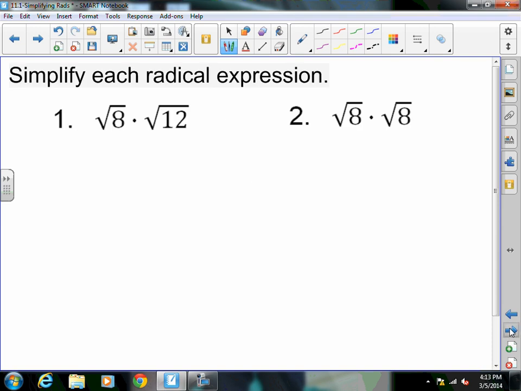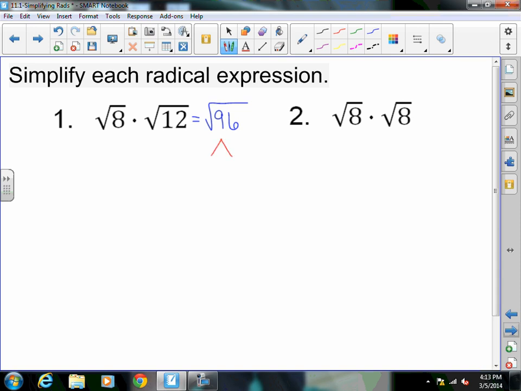Okay, so number one, rad 8 times rad 12. Since they both have rads, we're going to multiply these together. So I'm going to get rad, and then 8 times 12 is 96. Now we're going to break down square root of 96. The first thing you would do is plug this into your calculator, and you're going to notice you would get a decimal. So we're going to factor tree this out.